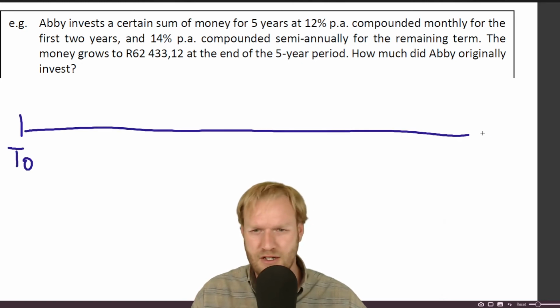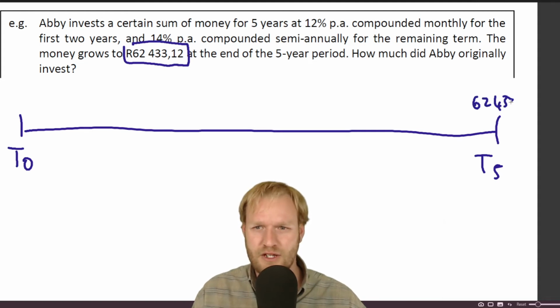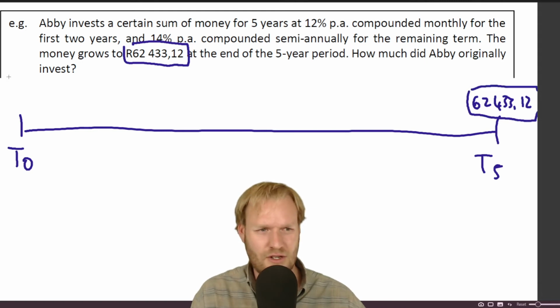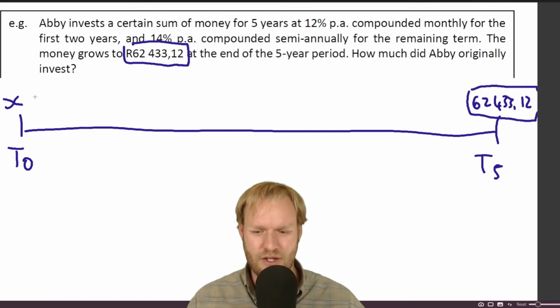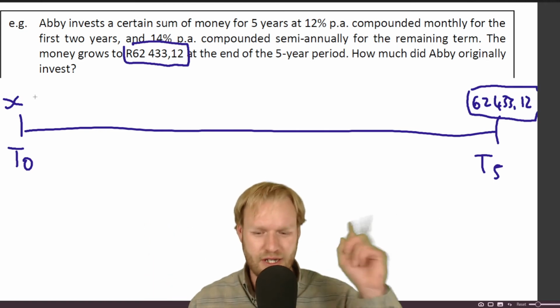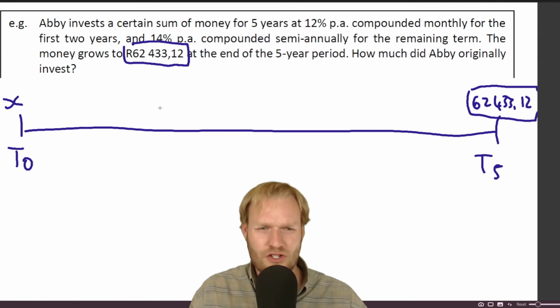So there's one fundamental difference here, in that we know this is T5. The difference is that it grows to 62,433.12. That's what we get out at the end, and we don't know what we invest right at the beginning. We don't know what we're putting in, but we know what we're getting out. And we've got a changing interest rate that we use to T2.